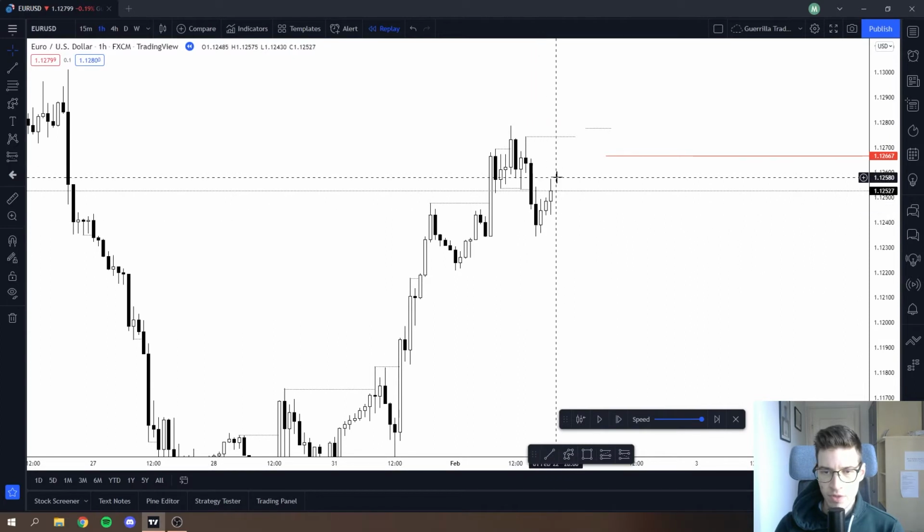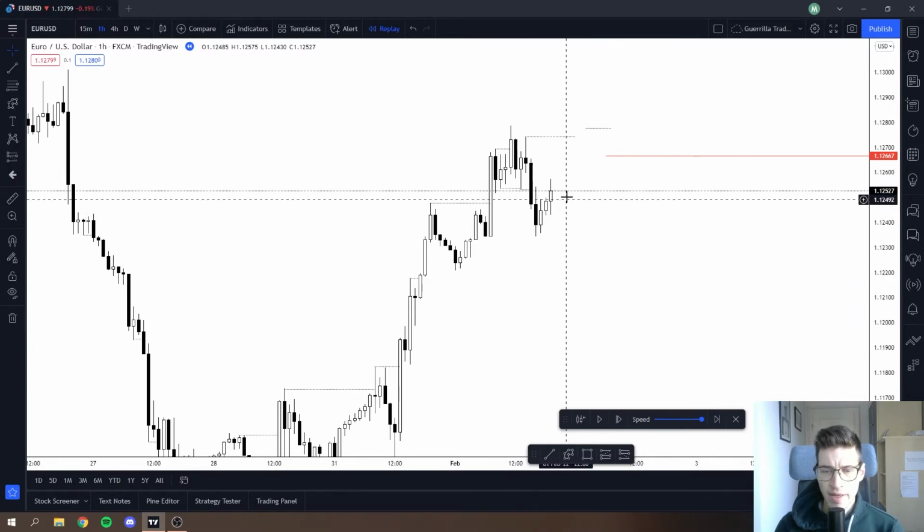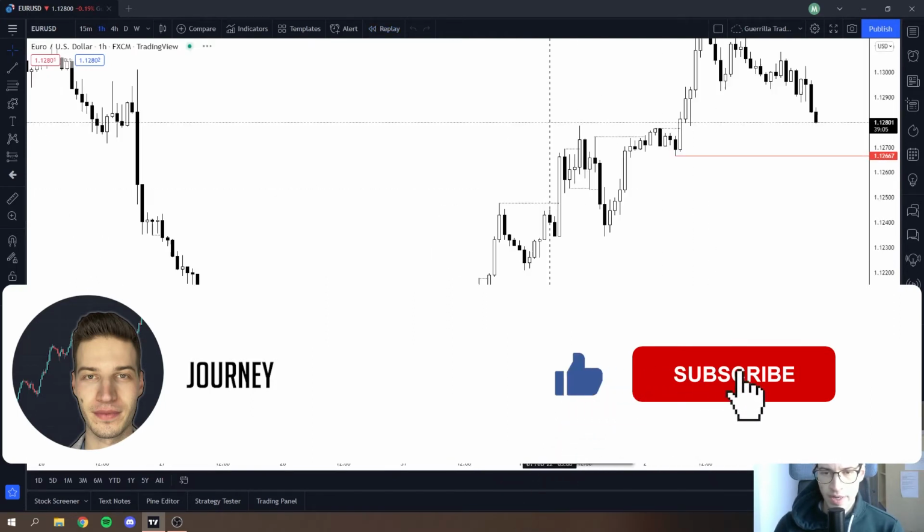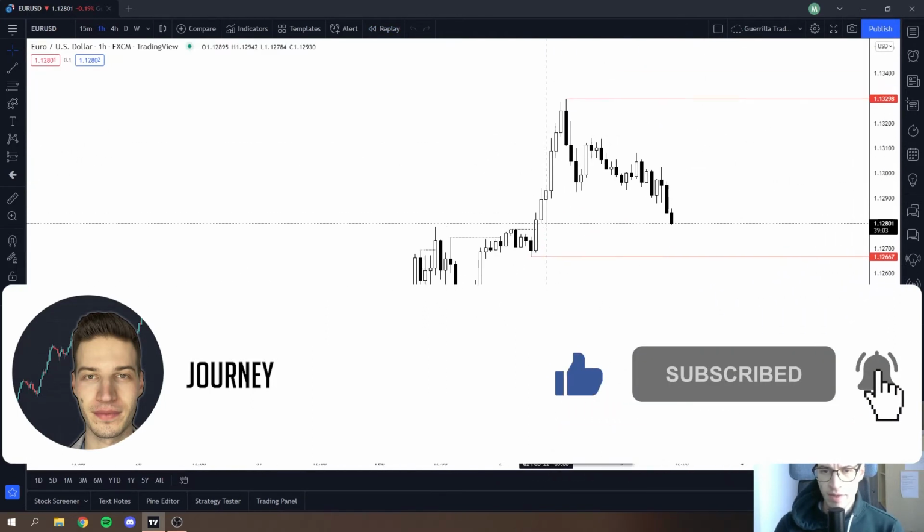a V reversal. So to me this entry didn't fit my plan and I wasn't willing to get in on this trade. So yeah, I stayed out of that reversal trade. And then what happened next?